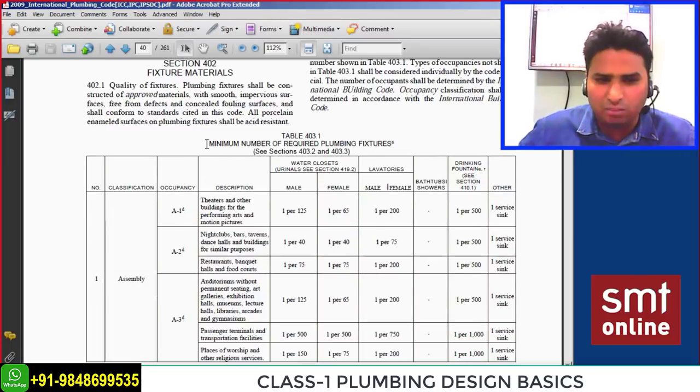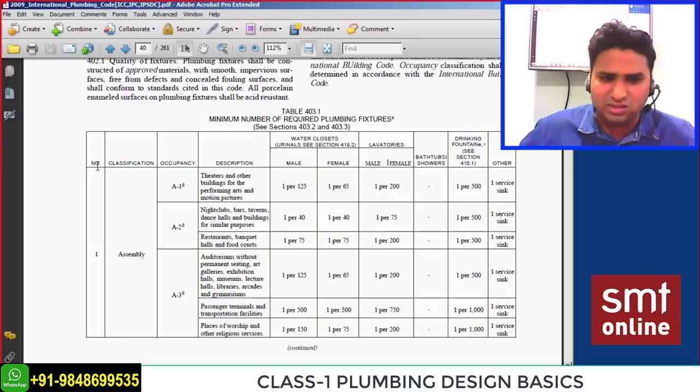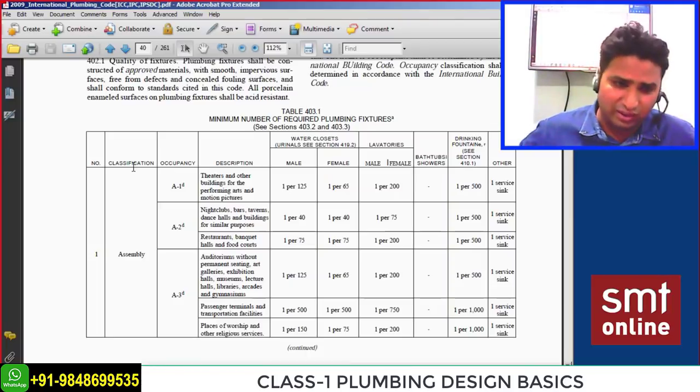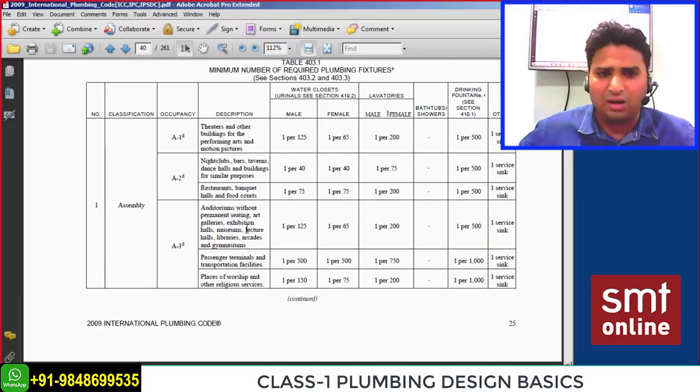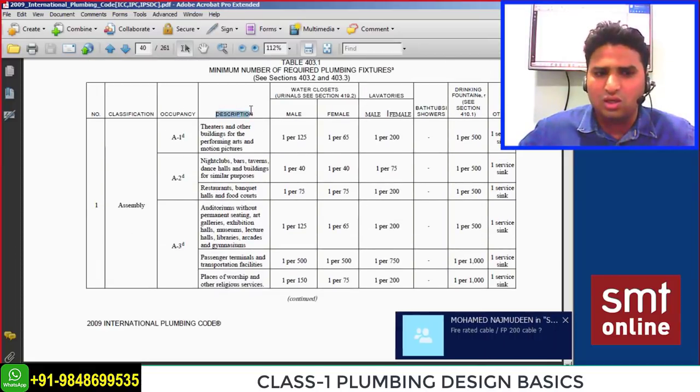If you see over here, minimum number of required plumbing fixtures. Now if you see over here, this is the serial number, this is the classification, nothing but the different kinds of project or different applications. In that you'll also find n number of things, and this is occupancy, this is for the assembly. Now if you see over here, description, you can make a link of this with whatever you are dealing with.